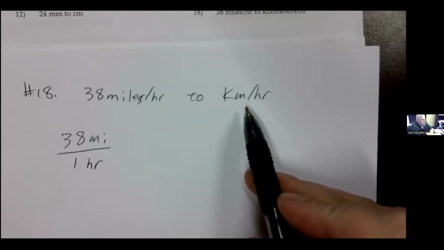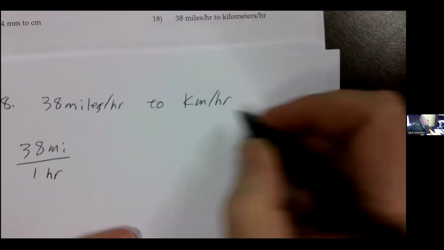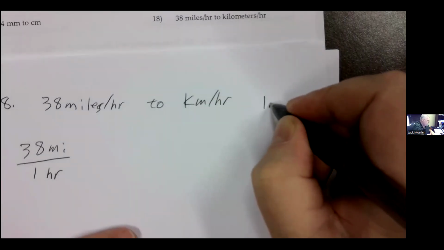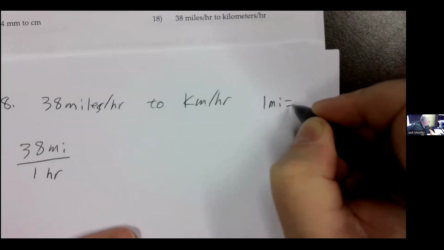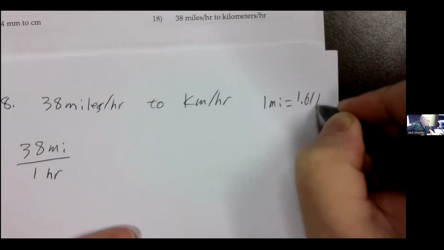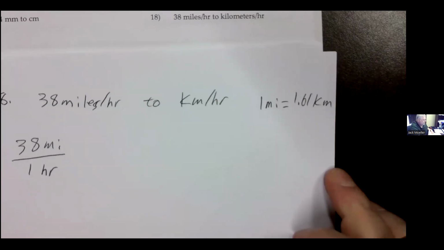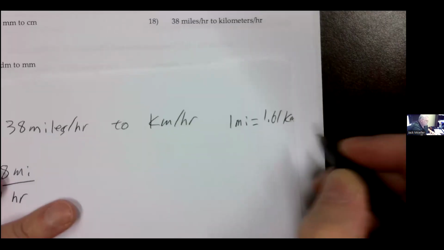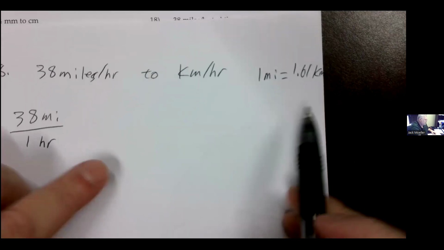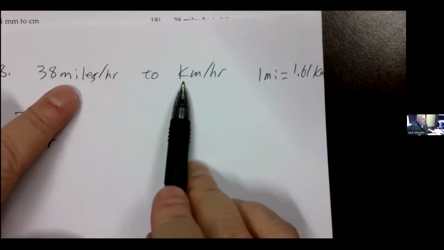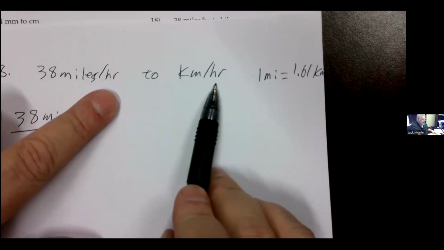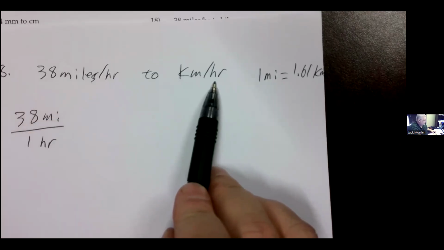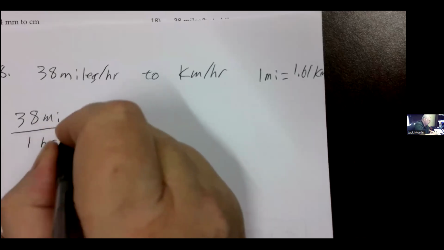So here's the question. What conversions do we need? Well, miles to kilometers, what do we know there? 1 mile is 1.61 kilometers. Again, if you don't have it memorized yet, that's on your formula sheet. That is one that we use a lot. So that'll take care of the miles and kilometers. Those are both hours, so we don't actually have to deal with the hours. We just have to know where they're at in this problem. So this one is not as messy as it looks.